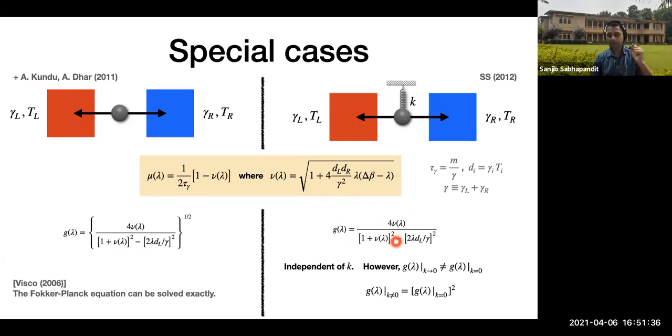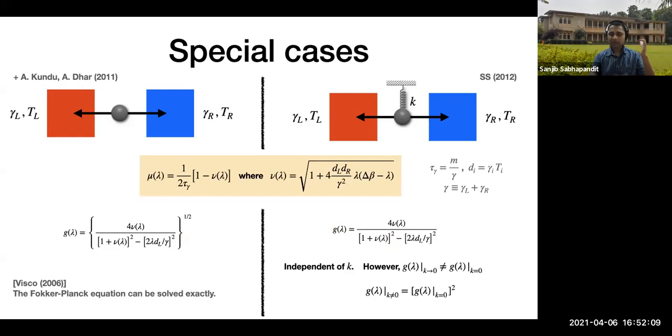So independent of k, however, it's not the same as k going to zero limit. It's just the square of this k going to zero limit basically. K going to zero and k equal to zero, these two are different in this case. In this case also we have found that, depending on the parameter range, this g of lambda can have singularities, and when it has singularities, in those regimes the distribution of the heat doesn't satisfy this fluctuation theorem.